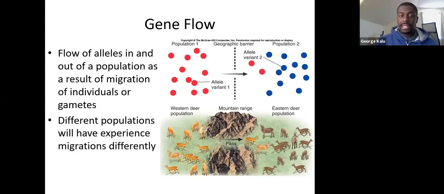Now, depending on the population, or depending on the species that you're looking at, gene flow is going to take place in slightly different ways. In the case of animals, animals can just move from point A to point B on their own in order to produce a migration.